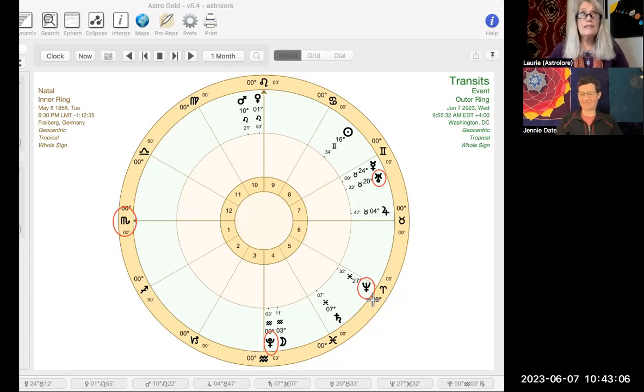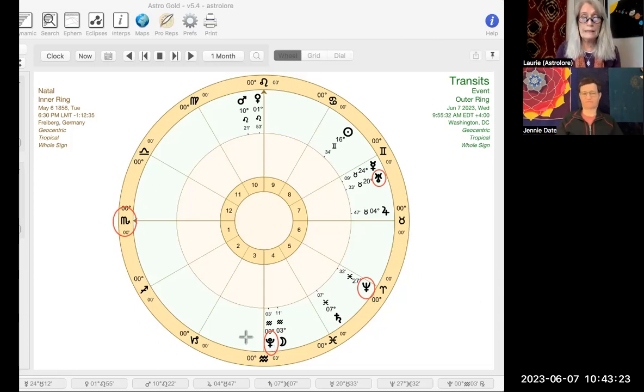You're going to learn to dream. You're going to learn to float with the stream, like you said. You're going to surrender. That's the energy of Neptune. So there's that. And then there's Pluto.